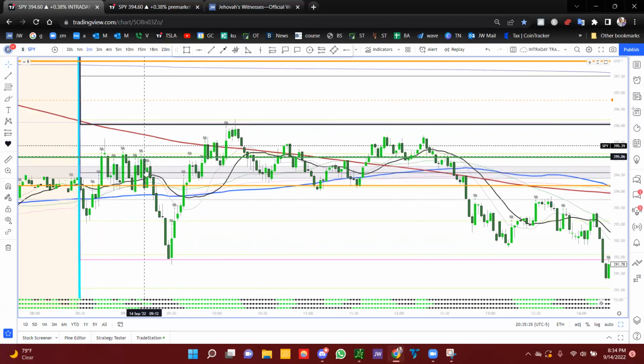Chopping all in this range. We didn't want to mess with it. Finally, they dump it straight down here to the double algo. And then from there, bam, they pop it up and give us a nice, tight V.